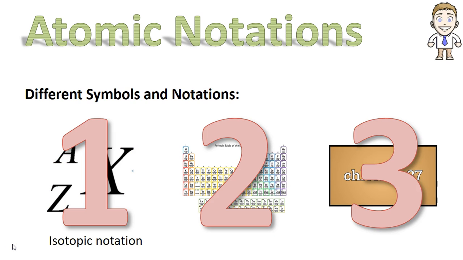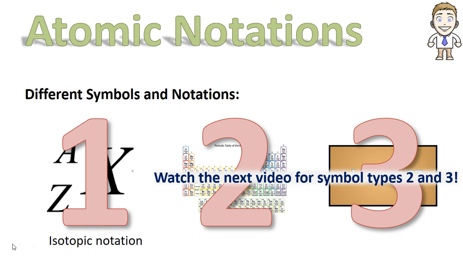And that actually concludes our coverage of isotopic notations. For information on the final 2 different types of atomic symbols, you'll have to watch the next video in the series.